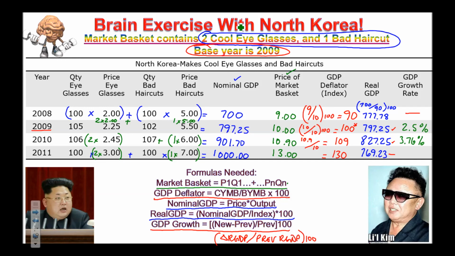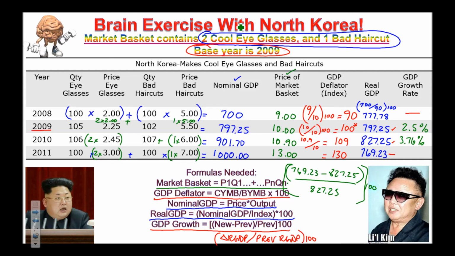So they've got 2 years of good, solid growth. Now we know that the following year it went down, so our GDP growth rate is actually going to end up being negative. So again, we just take the change. So for 2011, real GDP was 769.23. We're going to subtract the previous year's 827.25. Then we're going to divide by 827.25 and multiply by 100. So let's do that.